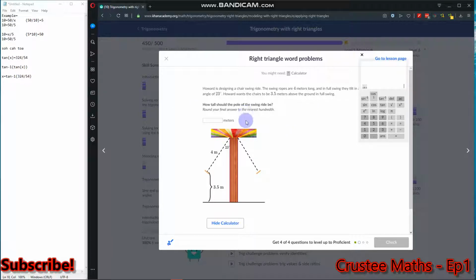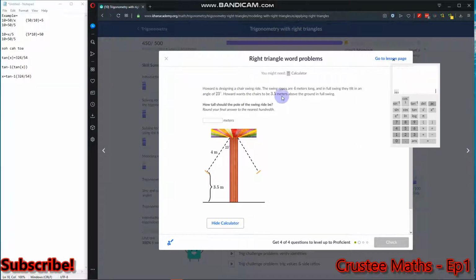Okay, let's go to our next one. This is a tiny bit more complicated, but we can do it. Howard is designing a chair swing ride. The swing ropes are 4 meters long, you can see it right here, and in full swing they tilt in an angle of 23 degrees. Howard wants the chairs to be 3.5 meters above the ground in full swing. How tall should the pole be?